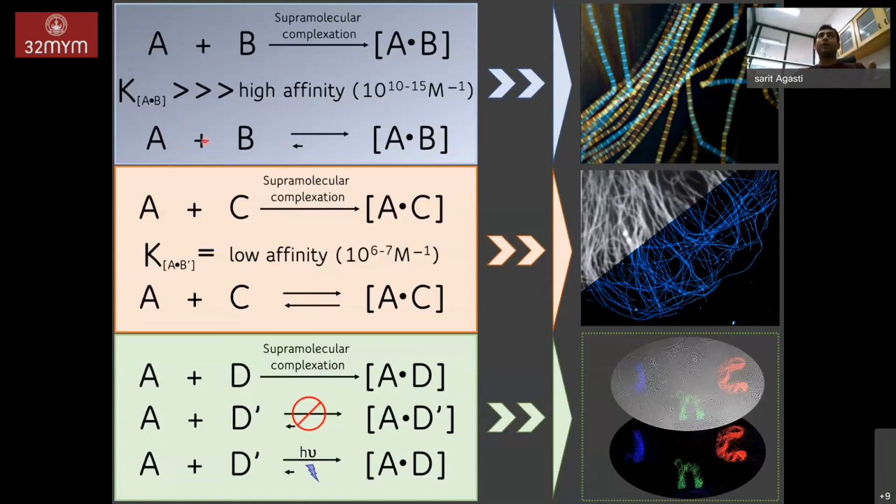So the equilibrium will be driven towards the AB complex formation if you have an affinity in the range of 10 to the power 10 to 15. I will talk to you about how this kind of interaction can be used to probe and image biological molecules. Okay.